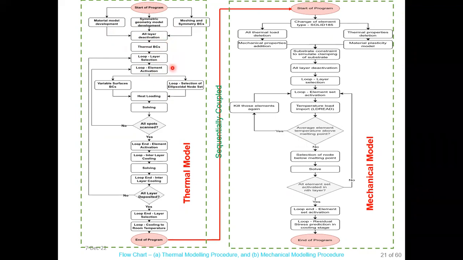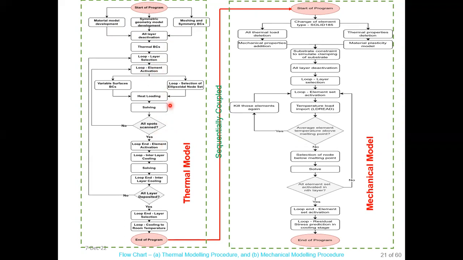Now we have to apply a do loop for the selection of layers. First we choose the first layer, then the second layer, then the third layer, so we apply a do loop for that. And for element activation also, as I described in the previous slide, we have to use a do loop for the selection of the appropriate set of elements which is being activated during a particular instant of time.